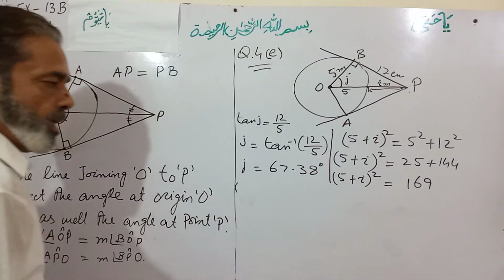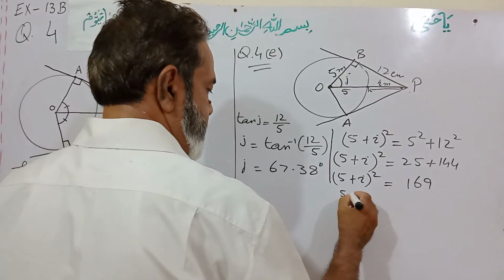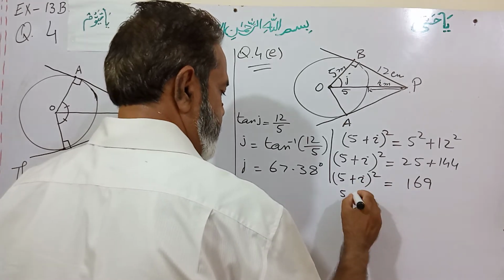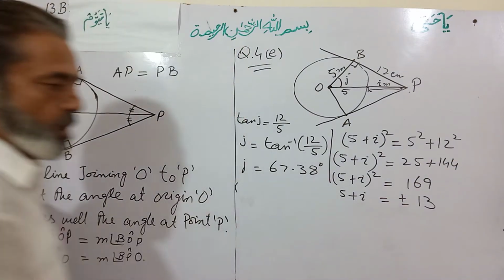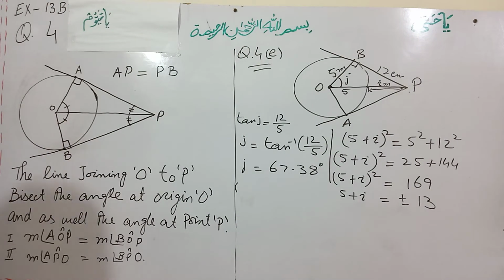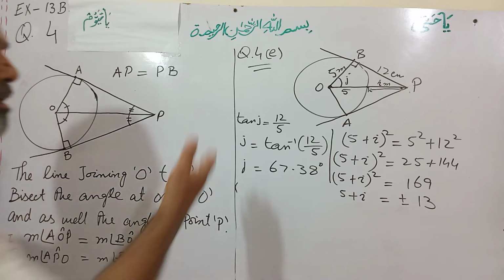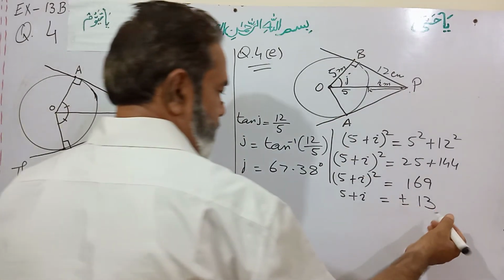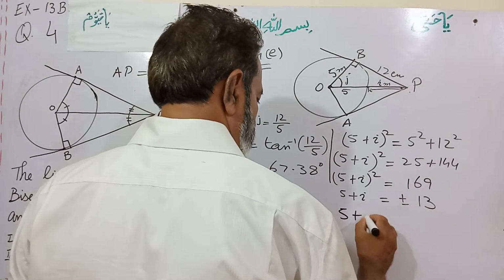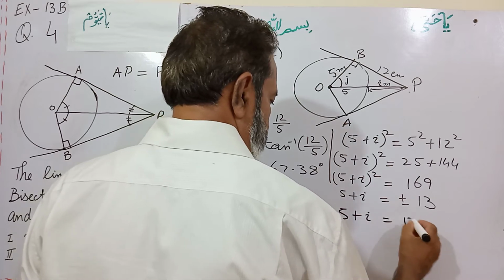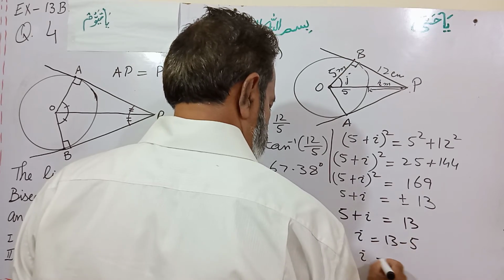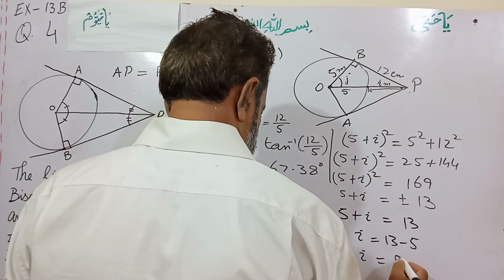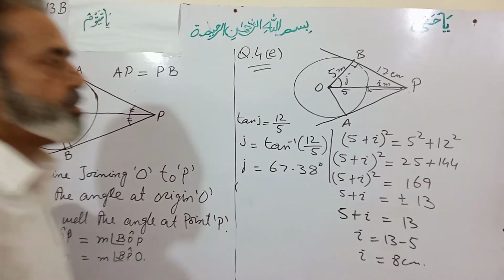Taking square root on both sides, 5 plus I is equals to plus minus 13. The square root of 169 is 13, and we know that these values are positive, so we will use positive 13. 5 plus I is equals to 13 and I is equals to 13 minus 5. I is equals to 8 centimeters. That's it for part E.